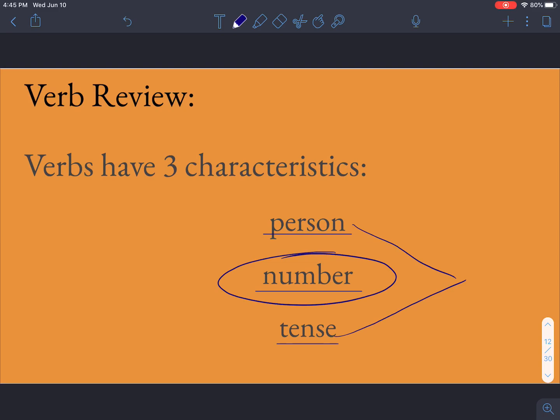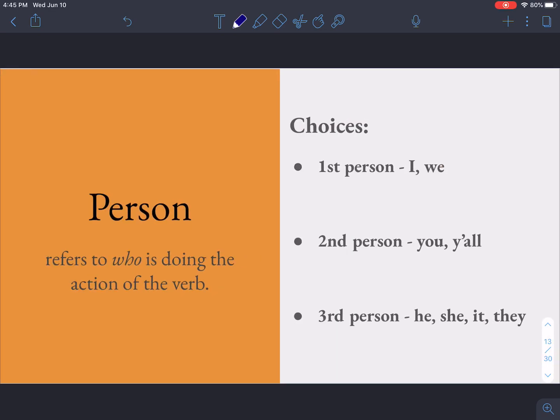Okay, so the first characteristic of a verb is person. Person refers to who is doing the action of the verb. Now our options for person are first person. First person is I or we. Think of it this way: if it's you, you're first, you're in the first person, it's your experience. You're talking. It's I, first person.